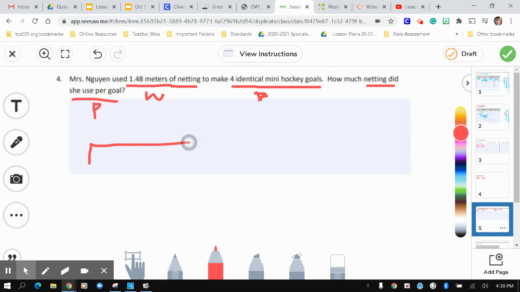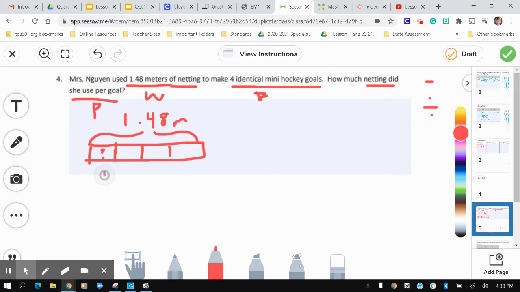So if we know the whole and one part but not the other part, that makes it either a subtraction problem or a division problem. So let's go ahead and label our tape diagram. 1 and 48 hundredths of a meter. She made 1, 2, 3, 4 goals, but what I don't know is how much netting she used per goal.